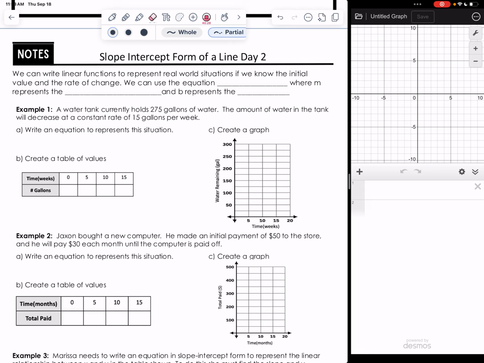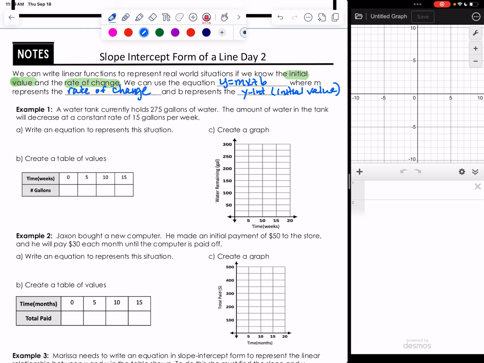In today's lesson, we will be continuing our exploration of slope-intercept form of a line. Now, as a way of review, we can write linear functions that represent real-world situations if we know the initial value, or the y-intercept, and the rate of change of the function. To do this, we can use the equation y equals mx plus b, where m represents the rate of change or slope, and b represents the y-intercept or the initial value.